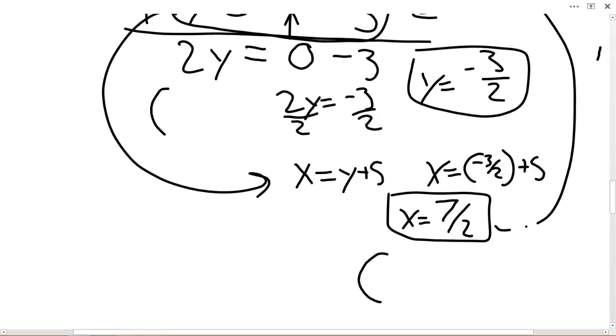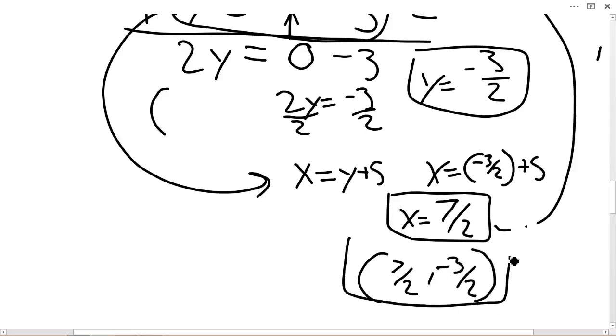So here's a parentheses. Our x is 7 over 2, or you could use 3.5. That's fine. It doesn't matter. Like, I just like using fractions. Negative 3 over 2 for y, and that's our answer. All right. I mean, the middle thing right here, that's just a comma. It just came out too big, but it should be a comma. All right, guys. So that's our answer, and that's how we solve by elimination.